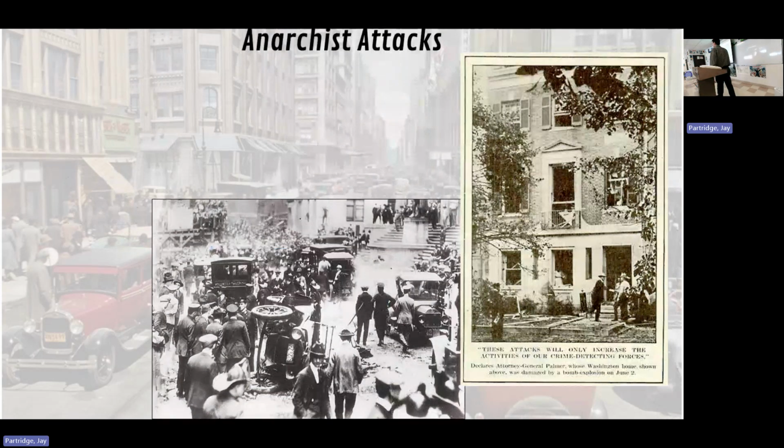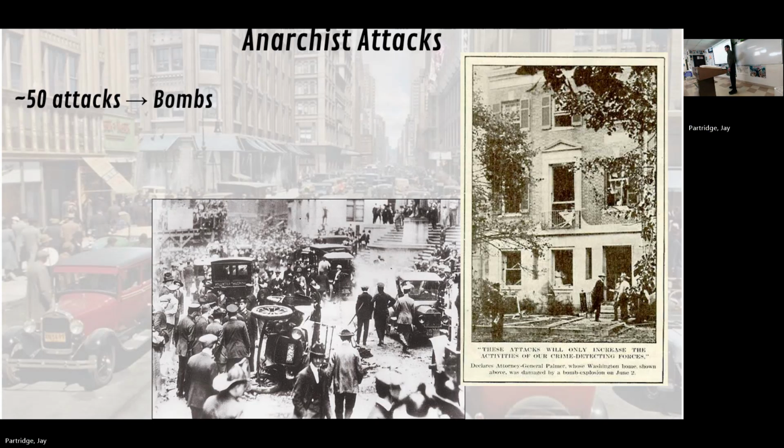At the same time, worldwide, there is a wave of anarchist attacks. This is the last big anarchist terrorist wave. The last one in world history would be right here, 1919, 1920. Over 50 attacks, including a mail bomb at the Attorney General's house of the United States.